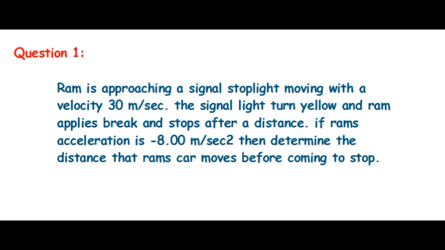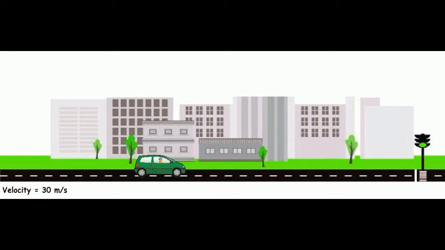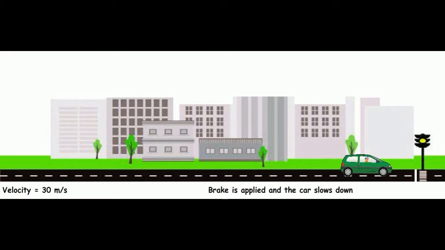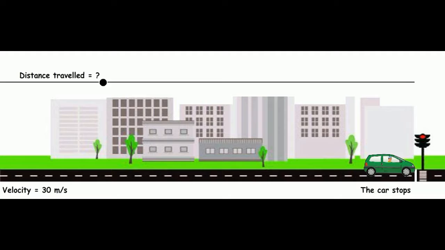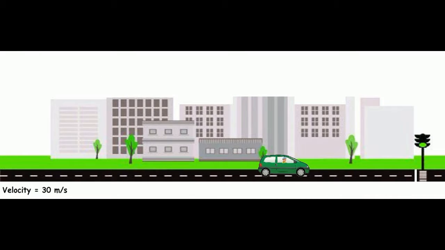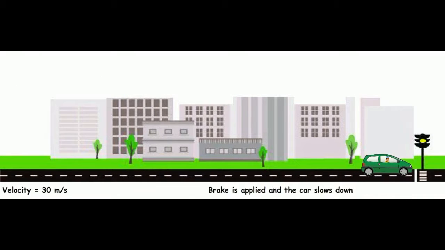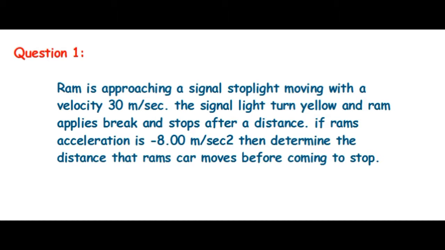A person, Ron, is approaching a signal stoplight, moving with a velocity of 30 meters per second. The signal light turns yellow and Ron applies brakes and stops after a distance. If Ron's acceleration is minus 8 meters per second square, then determine the distance that Ron's car moves.